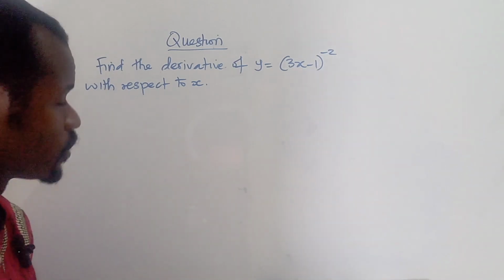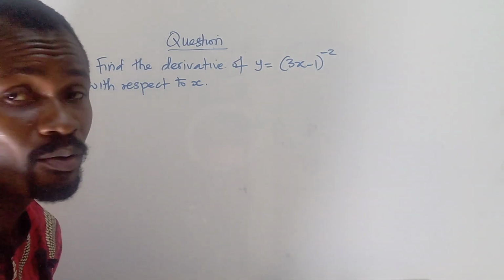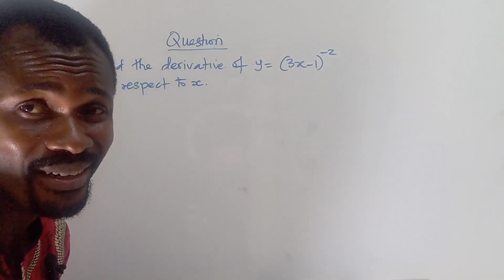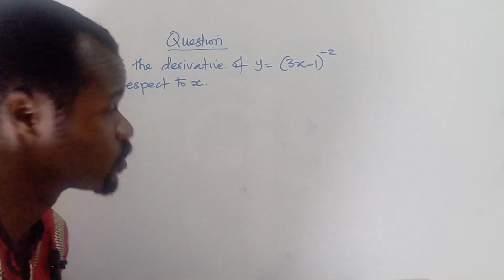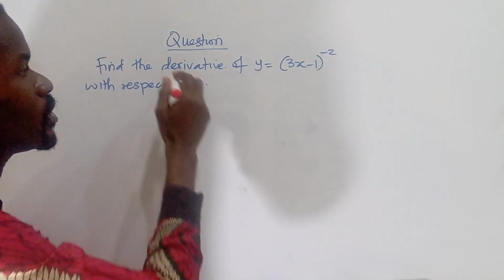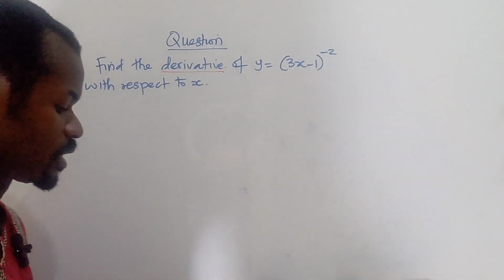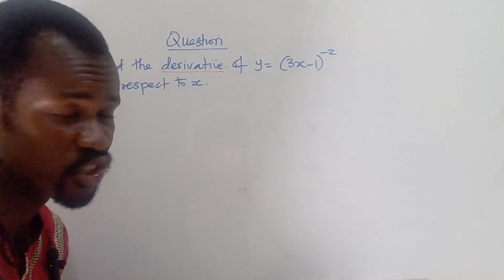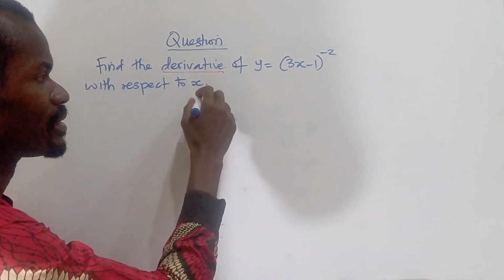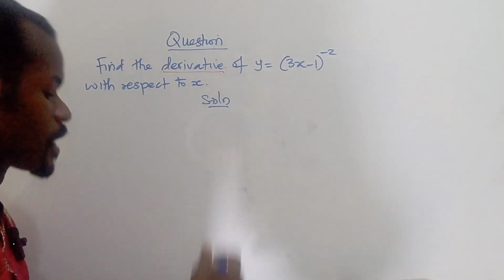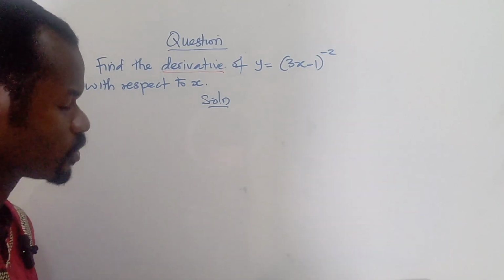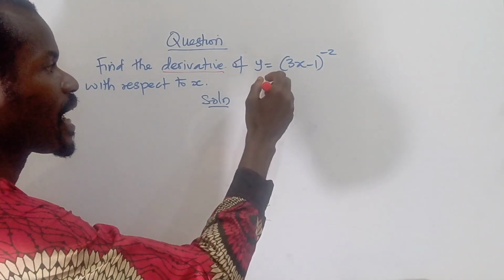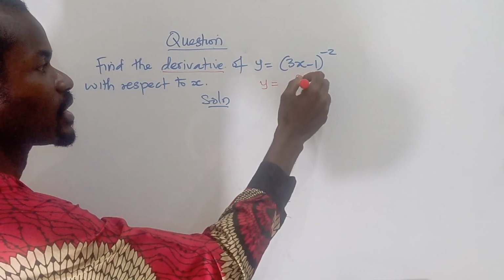Alright, so we have a problem on the board. It says find the derivative of y equals (3x minus 1) raised to the power minus 2 with respect to x. When you come across this word, it means we want to work on differentiation, and that is under calculus. We are looking at y as a function of x.